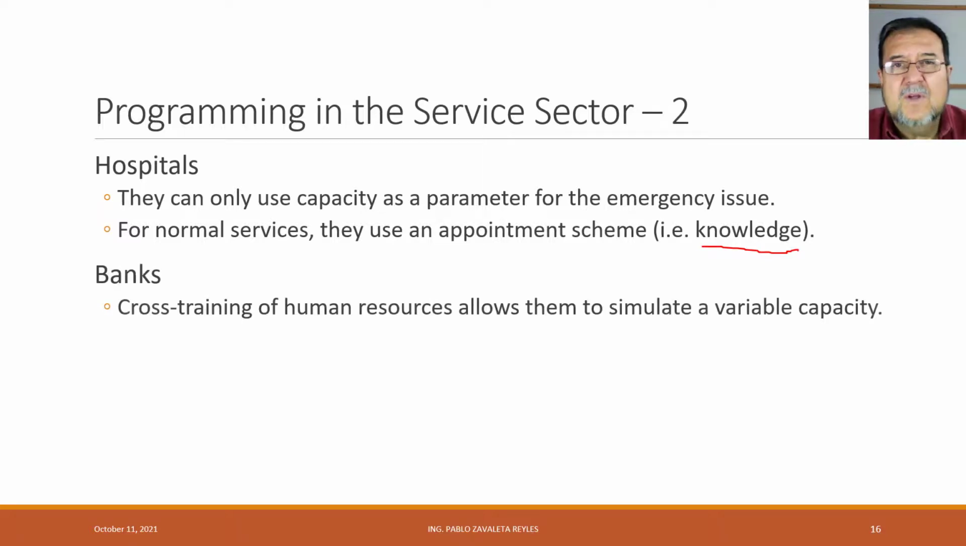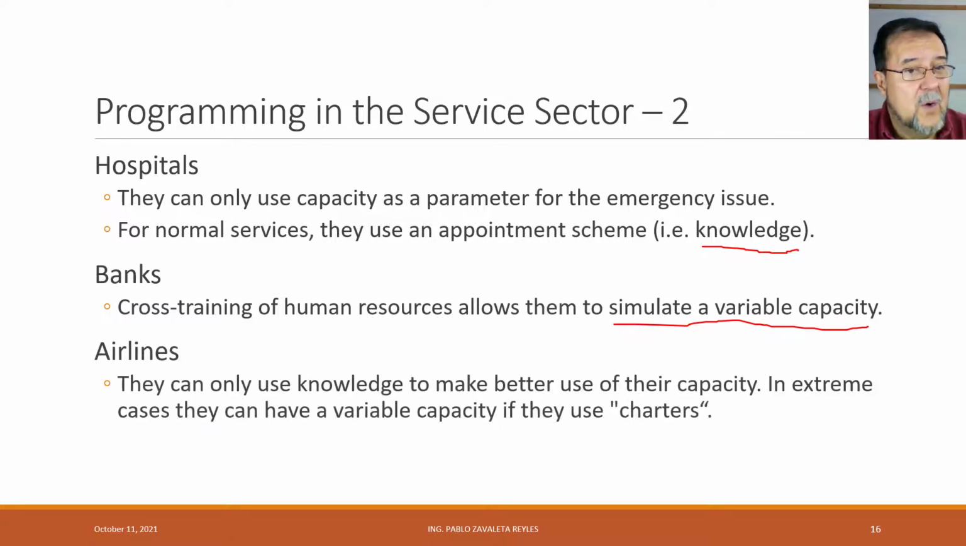In banks, we cross-train our people so that we can relocate them depending on demand. This allows us to simulate a variable capacity. In airlines, we can only use knowledge to make better use of our capacity. We can have variable capacity if we use charters, that is, if we put more planes. So, since we cannot change the capacity easily, that's why we overbook and then we pay for the people who come and who cannot fly.